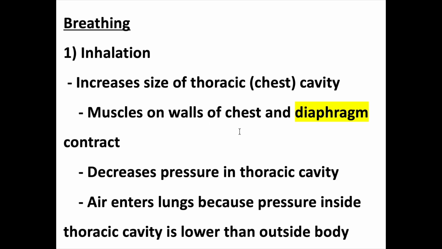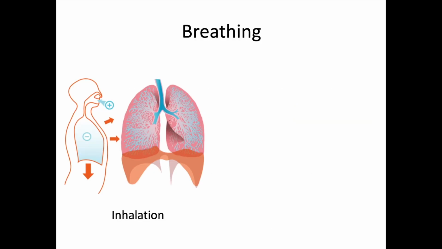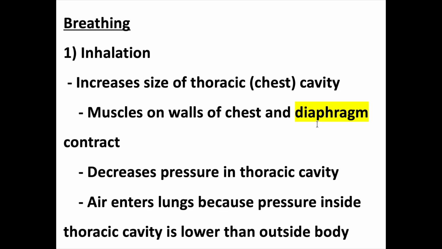Muscles on the walls of the chest and the diaphragm contract. Diaphragm is the key term. It is a dome-shaped skeletal muscle located under the lungs that separates the thoracic cavity from the abdominal cavity. These muscles contract. This lowers the pressure in the thoracic cavity. That causes air to enter the lungs because the pressure inside the thoracic cavity is lower than that of the outside world. Okay, so now we've inhaled.